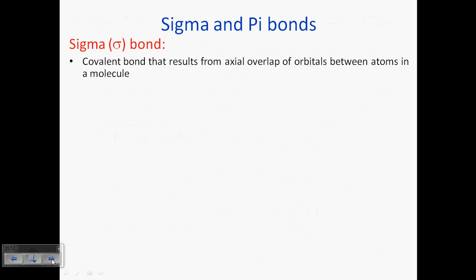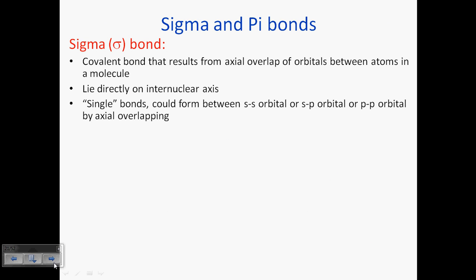So sigma bonds can be formed between hybridized orbitals or unhybridized s, p, d, or f orbitals. The only condition for a sigma bond is it needs to be along the internuclear axis. And because it is along the internuclear axis, there is enough space for a good overlap between the atomic orbitals. So the sigma bond is fairly strong. Every single bond is a sigma bond.